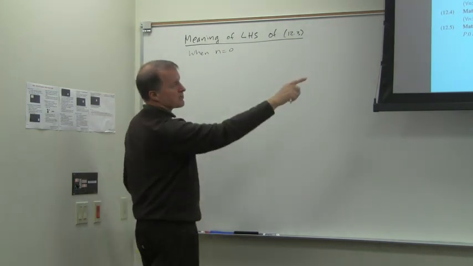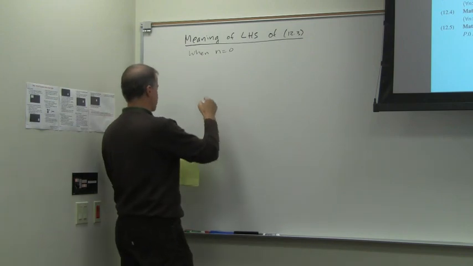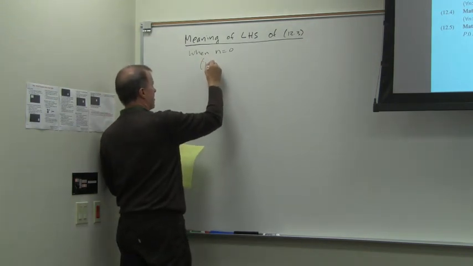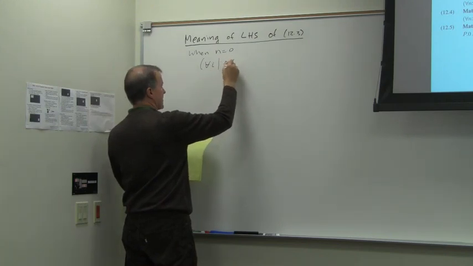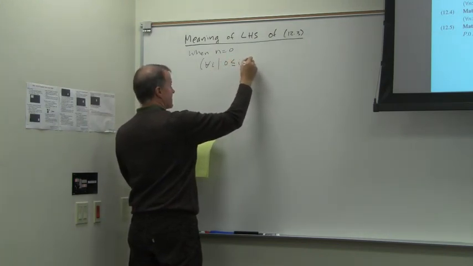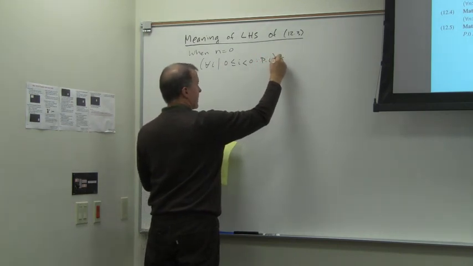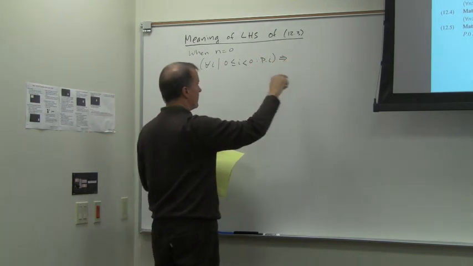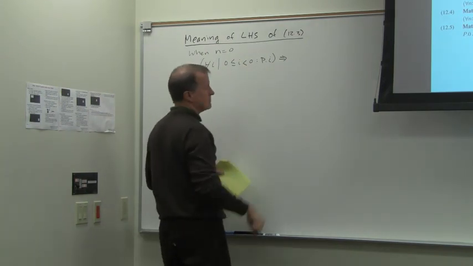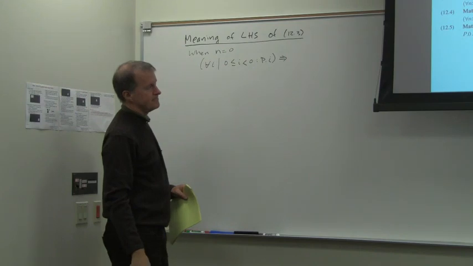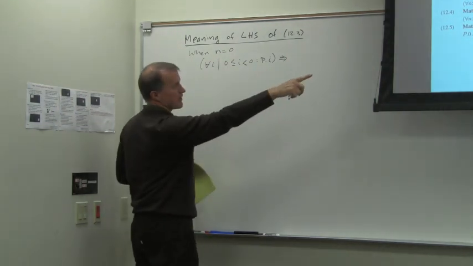Now, if n equals 0, then what do we have in the body? So we have for all i, range 0 less than or equal to i less than 0, body p dot i. We have this implies what? If n is 0? No. Or p dot false. No. When n equals 0, what's in the body? What's in the body of 12.3?